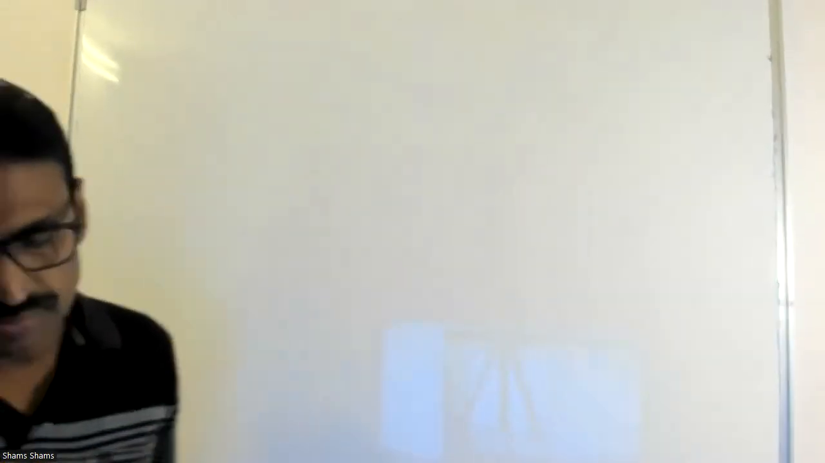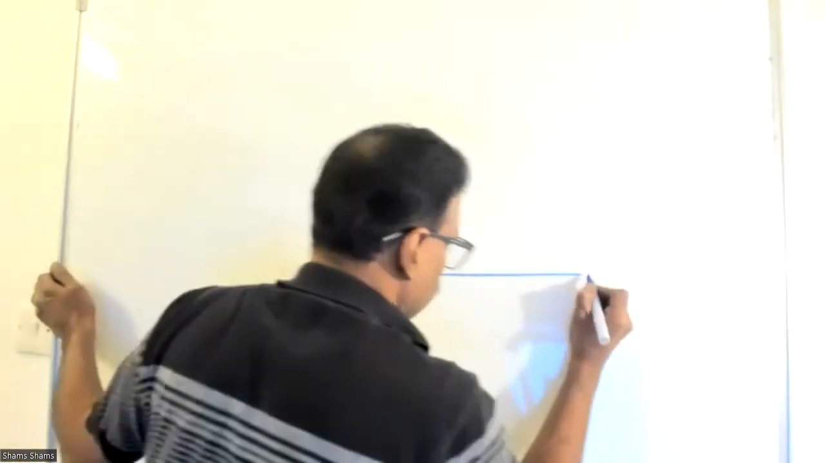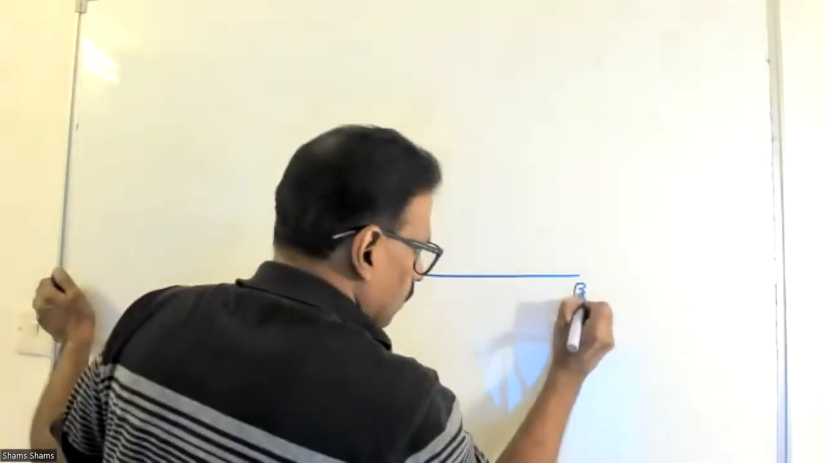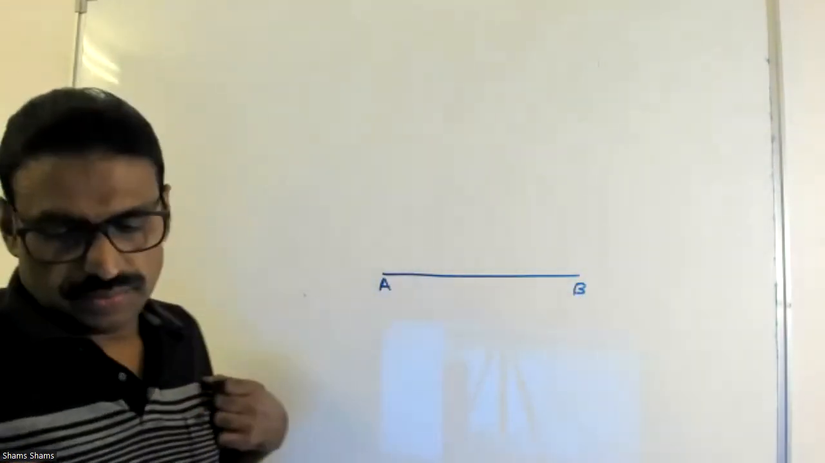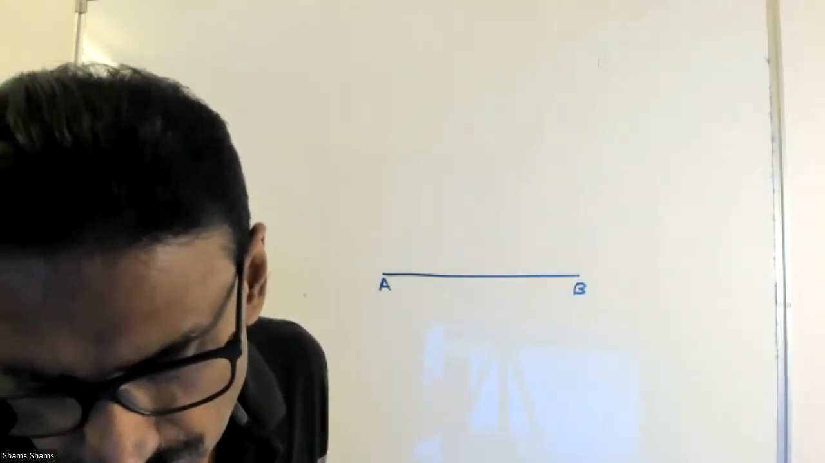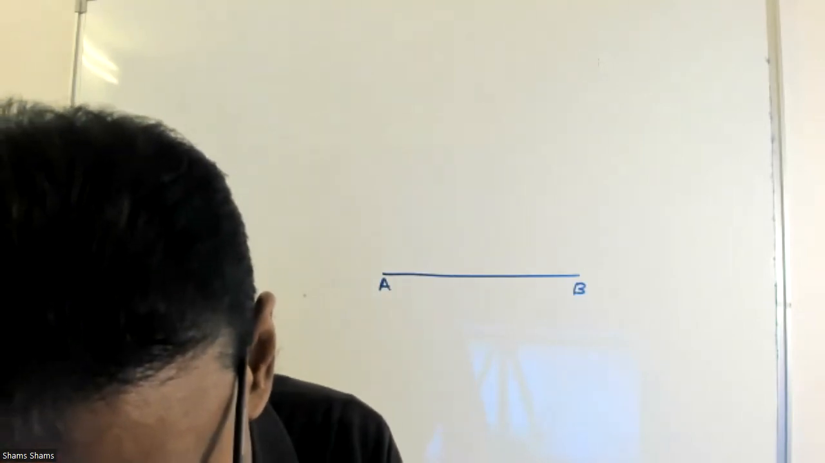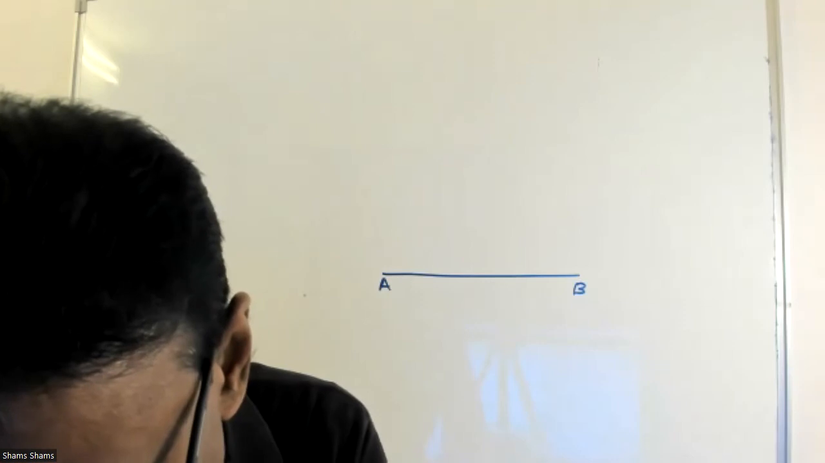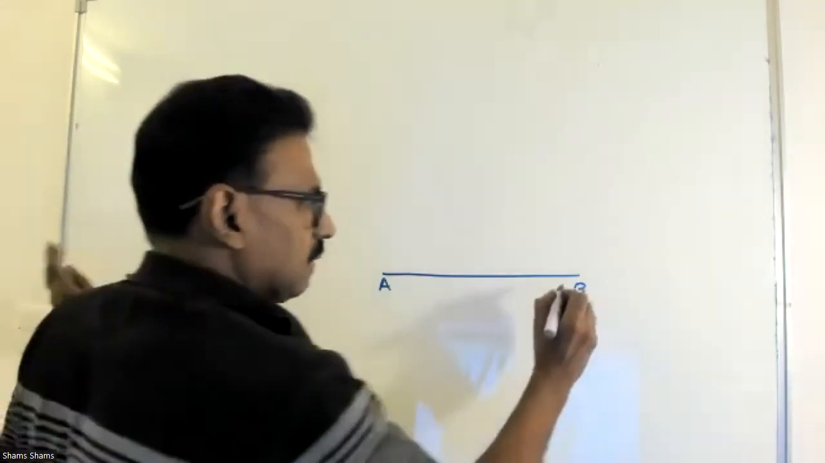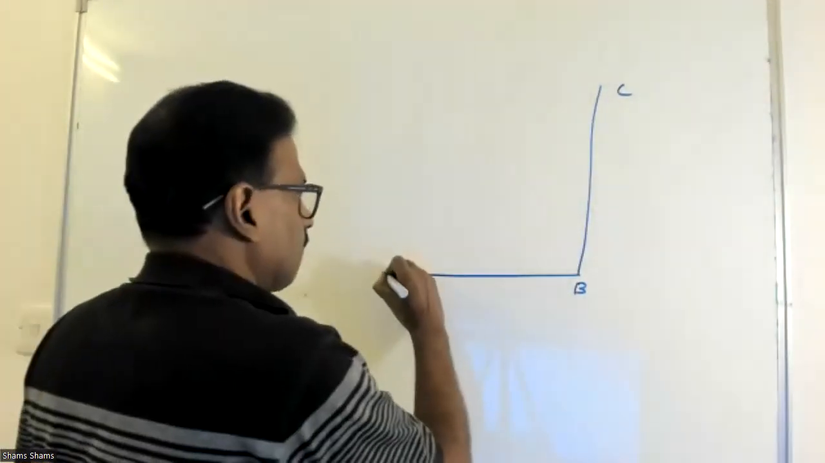Okay, look at here. I'll give a figure. Listen now. A person standing on the bank of a river. Look at here. This is the river, AB. A person standing on the bank of a river observes that the angle subtended by a tree, here is the tree BC, is 60 degree.